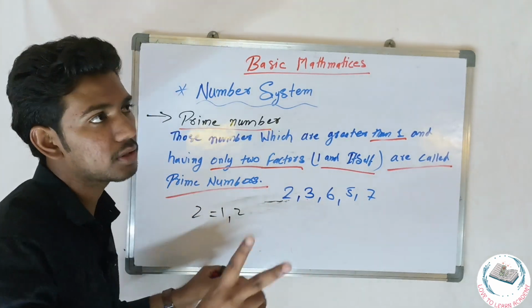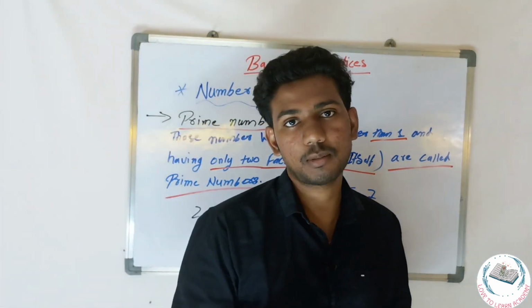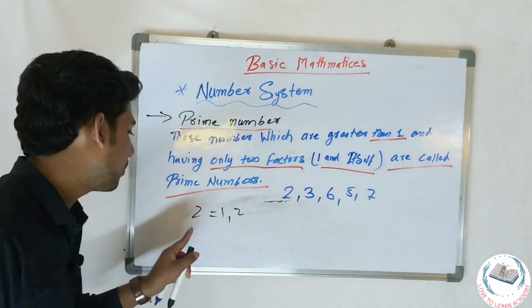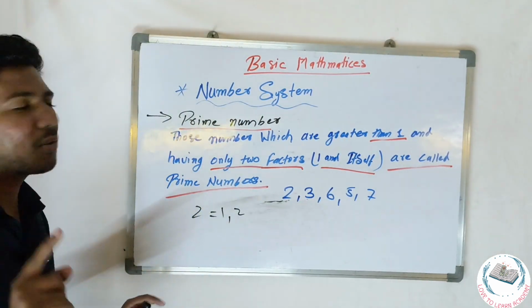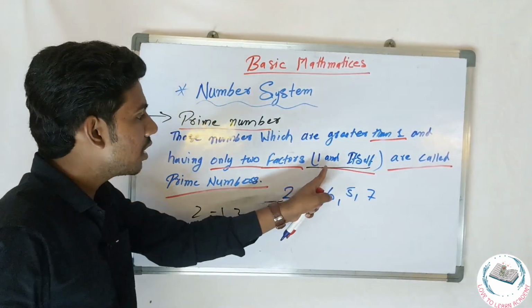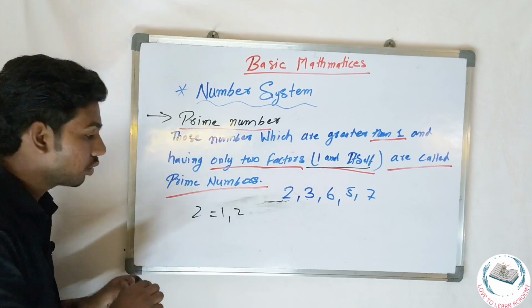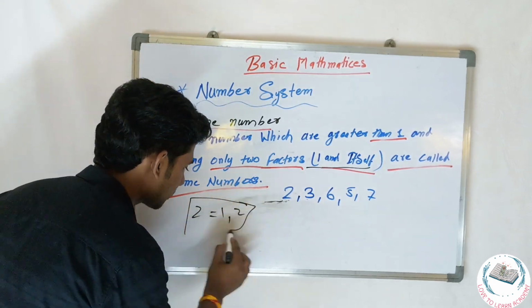The second definition you can remember is that the number which is divisible by 1 or itself. The easy way to remember a prime number is: the number which is divisible by 1 and itself. This 2 is divisible by 1 and itself only, so it is a prime number.